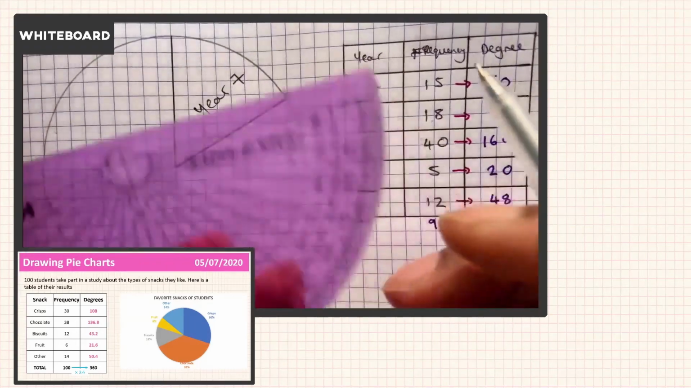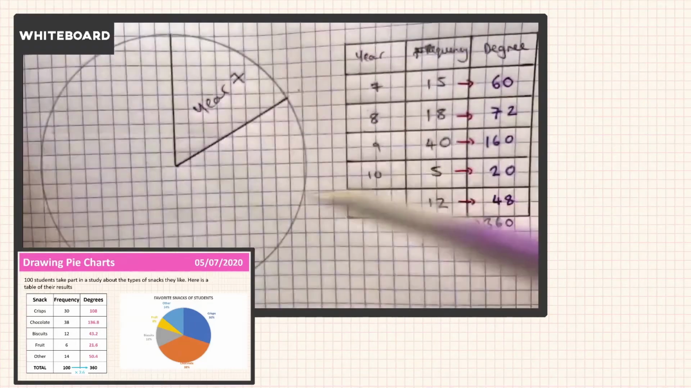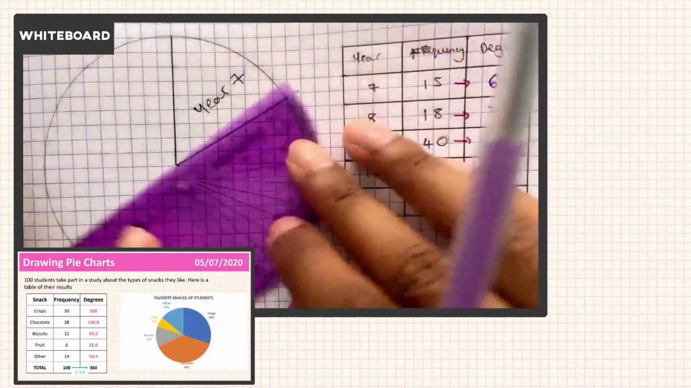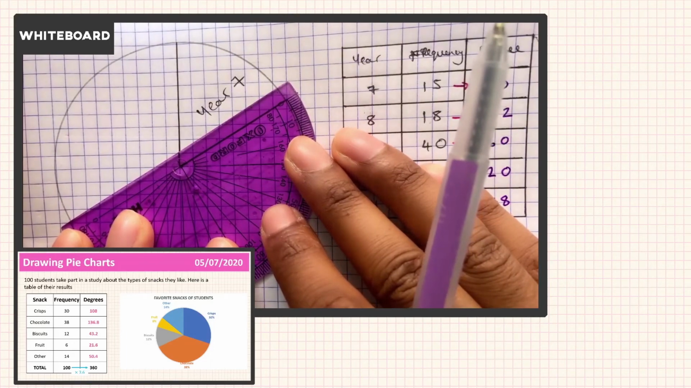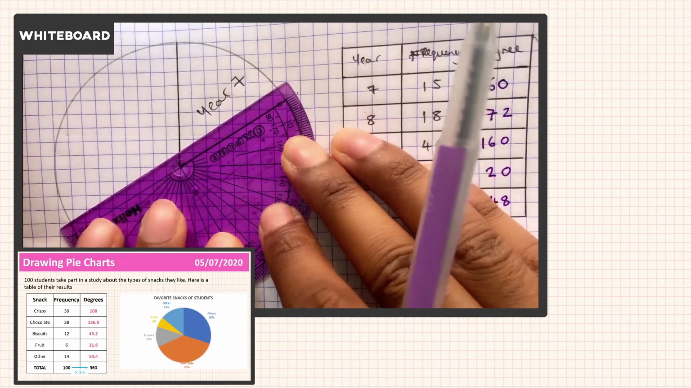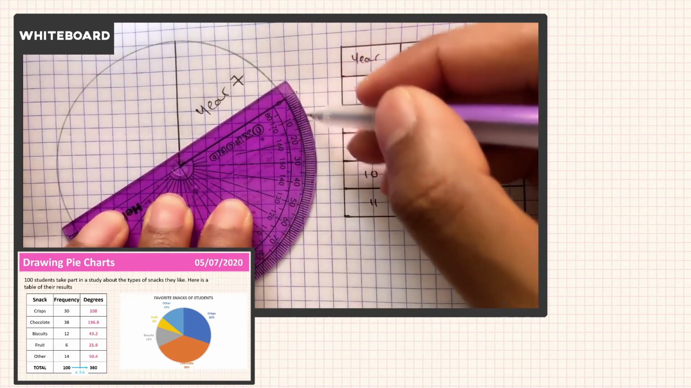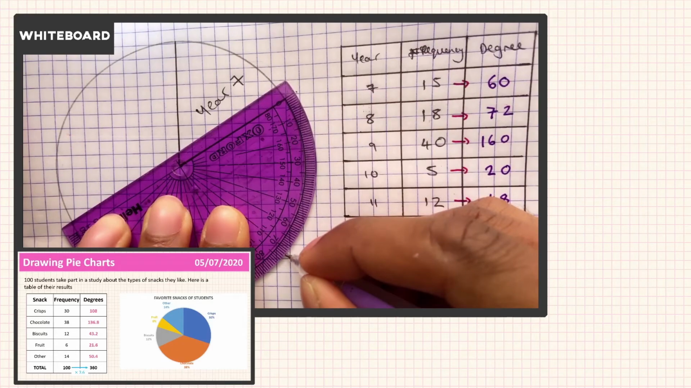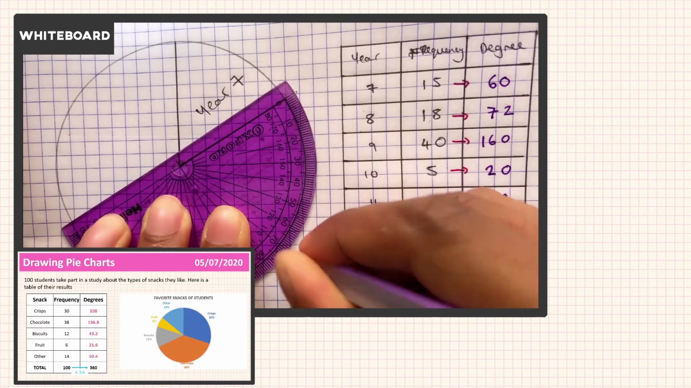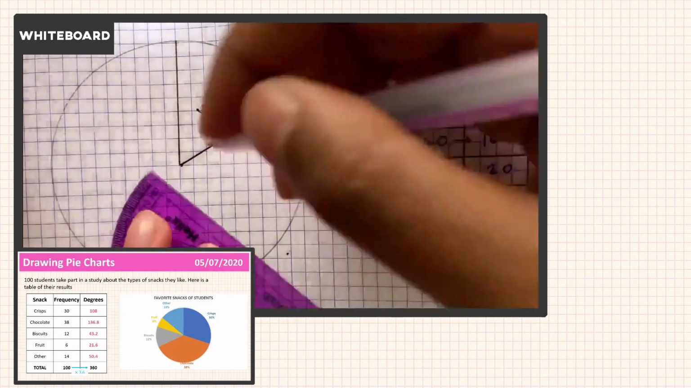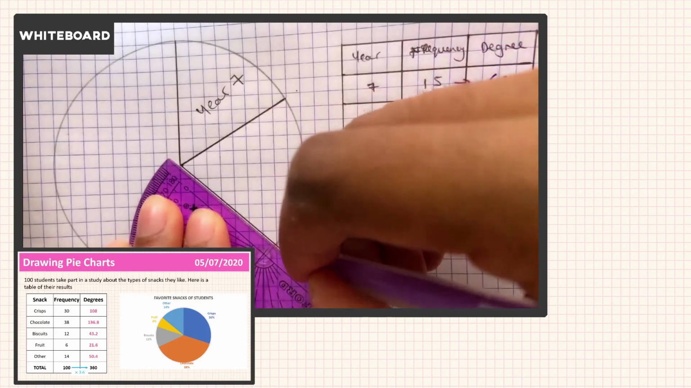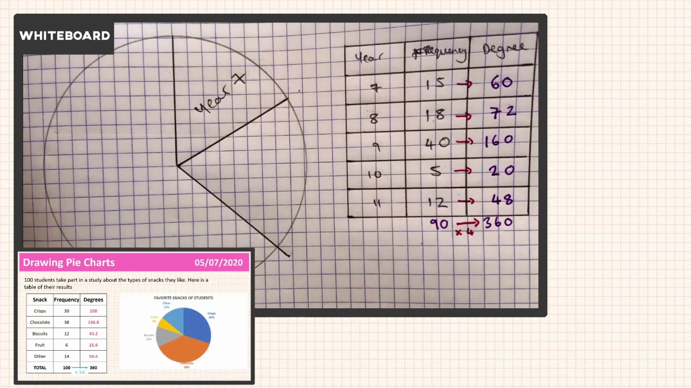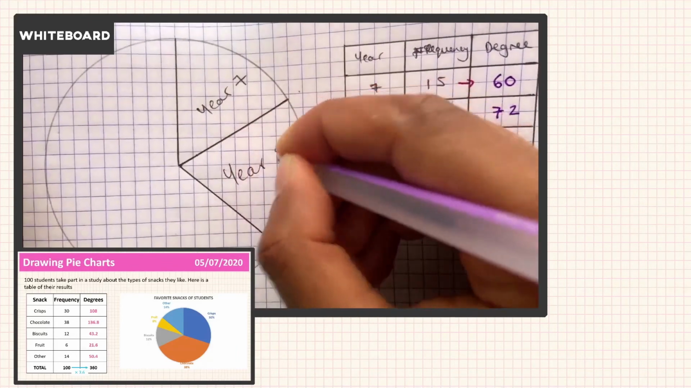So once again, I take that dot there and I put it on the center. Line it up, make sure that the bottom line of my protractor is on my circle. Go all the way around to 72. There's 70. 72 is about here. That's where 72 is. And once again, I use it as a ruler to join them up, like so. Okay? And I can call this year 8.